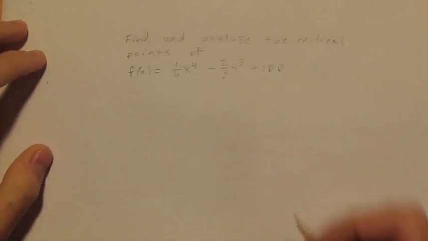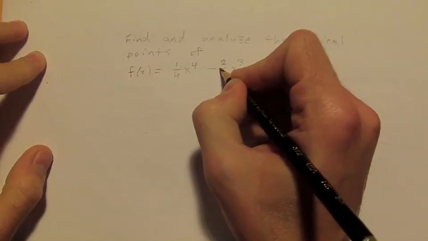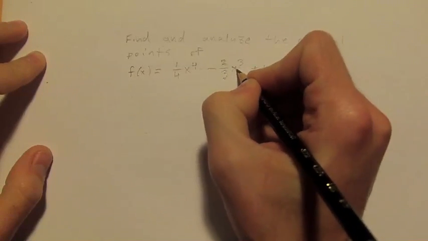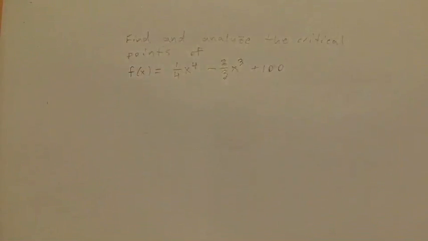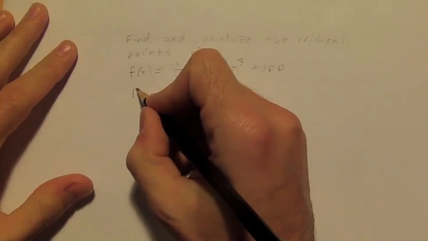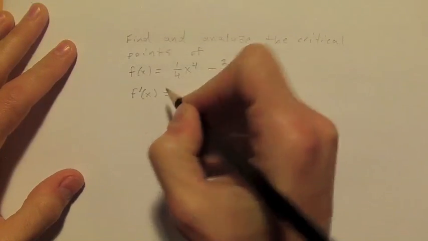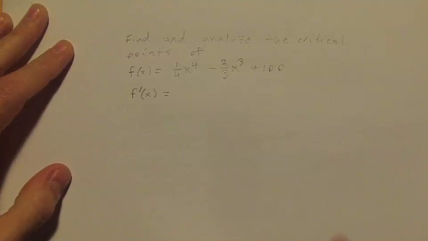Okay, so here, for our next example, we're going to try and find and analyze the critical points of this following function. f of x equals 1/4 x to the 4th minus 2/3 x to the 3rd plus 100. And what it means by find and analyze is tell me whether they are local maxes, local mins, or neither. Okay, so what's the first thing we do here? And if you said take the derivative, you're right. The first step of pretty much every problem that we'll be doing here will be take the derivative.